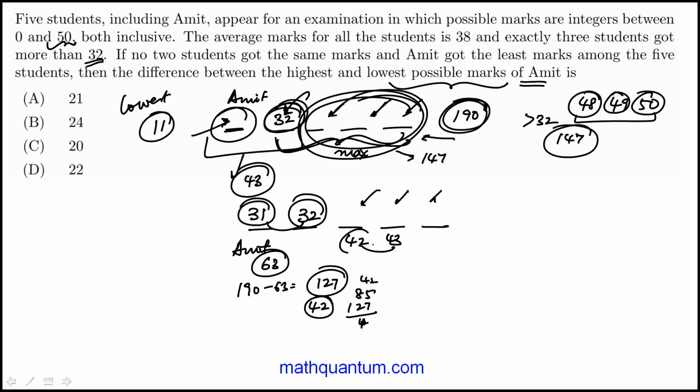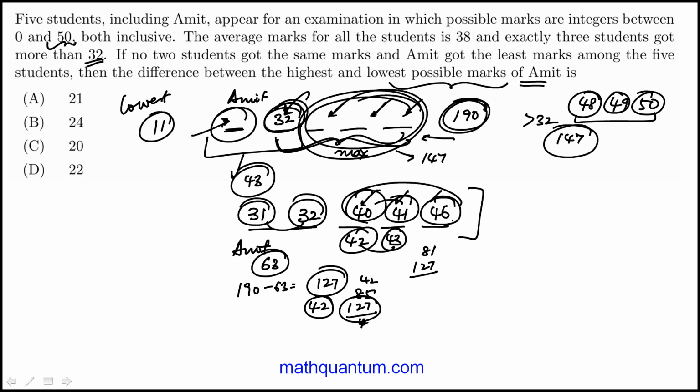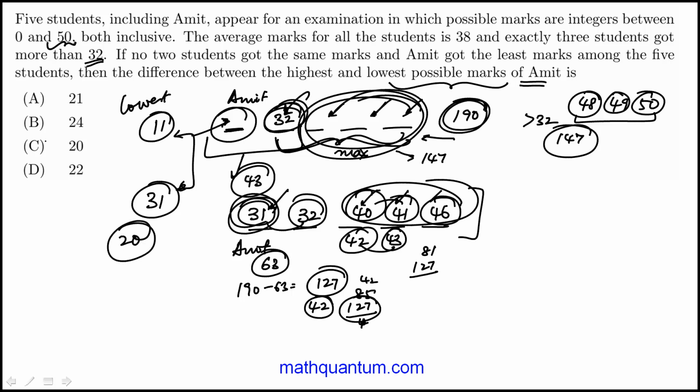So I have to pick a different set of numbers, but as long as they add up to 127, that's the key point. So it could be, for example, 40, 41, which is 81, and I need to get to 127, so it would be 46. In all three, there are lots of possibilities here. But the key thing is they have to add up to 127, and they're all greater than 32. So here, this is the greatest I can make Amit's score, and that is 31. We're looking for this difference, which is really just 20, and that's answer choice C.